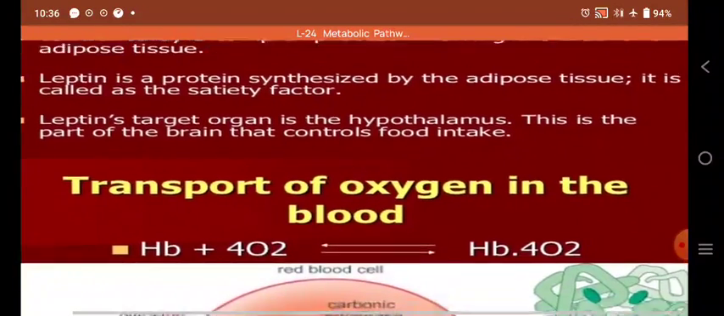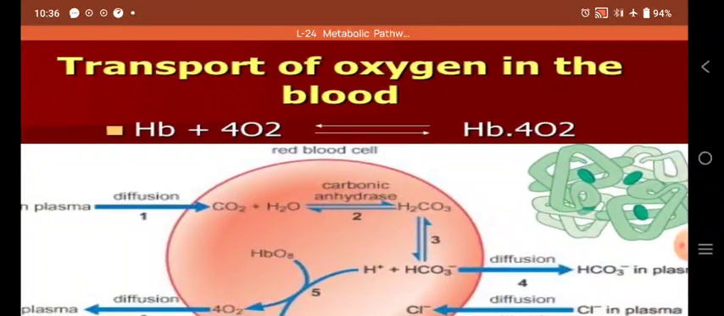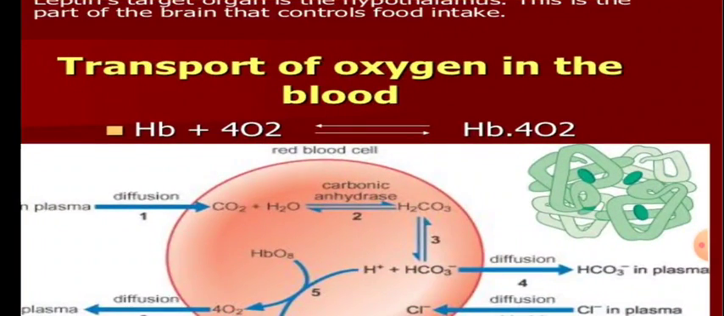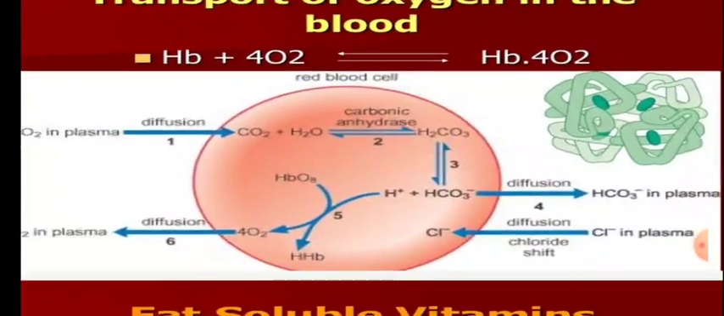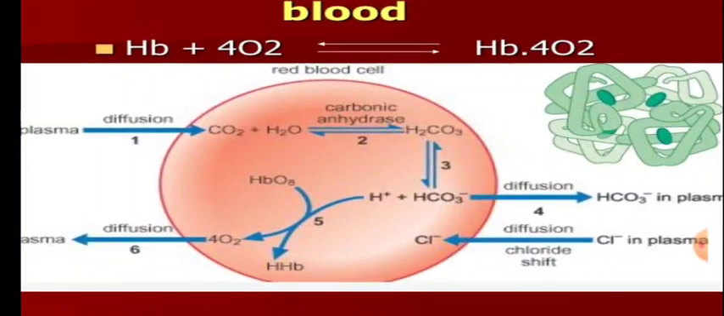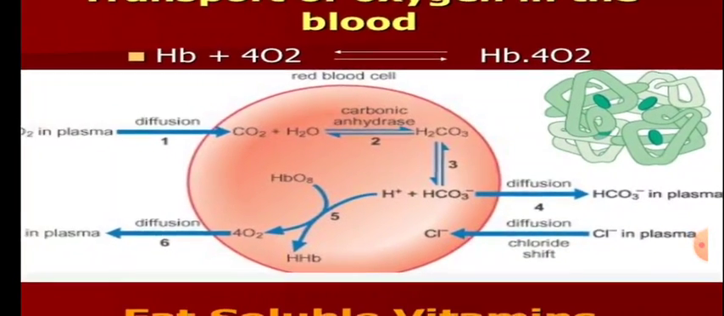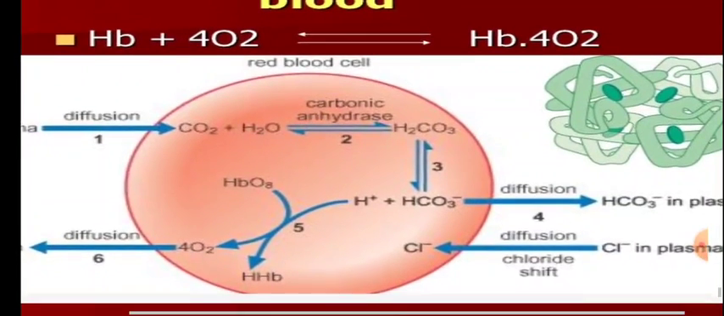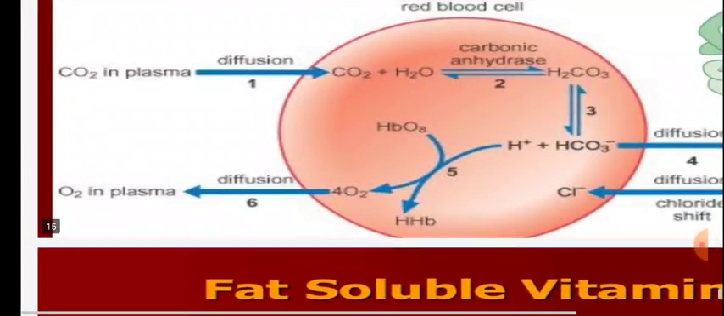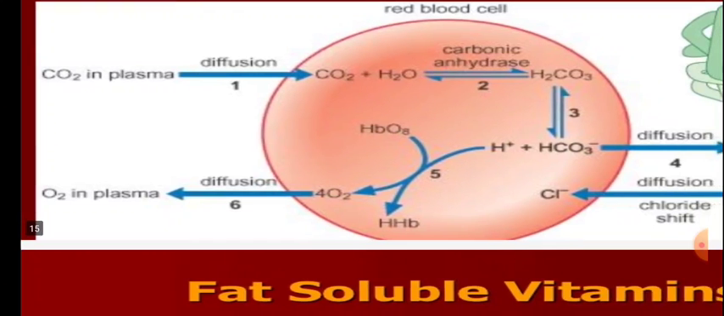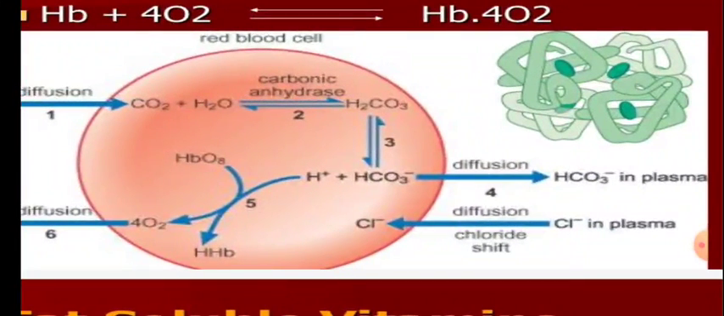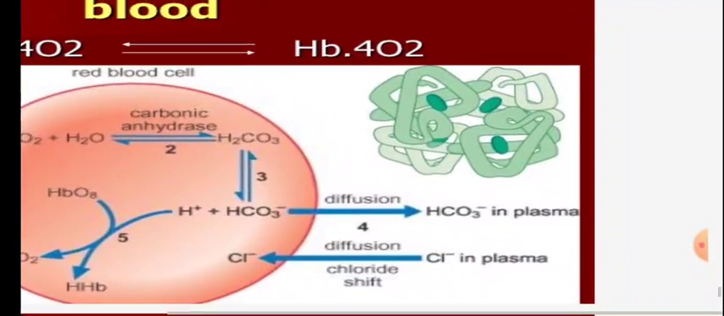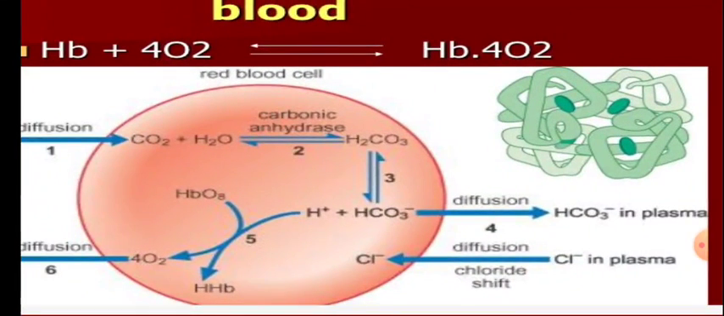The transport of oxygen in the blood. So we know hemoglobin binds O2. Here we know the red blood cells. Carbon dioxide, CO2, is important. So carbonic anhydrase forms H2CO3, and later on it shows the diffusion of oxygen in the plasma and CO2 in the plasma. So it gets diffused to the blood cell, and HCO3 generally stays in the plasma.